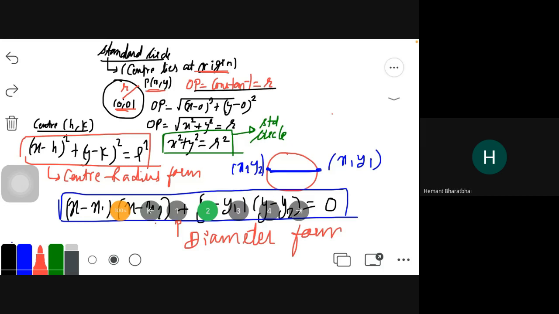Okay, I hope everyone has taken the screenshot of this. Okay, let's do some examples to understand how to use these concepts, whatever I've explained to you.